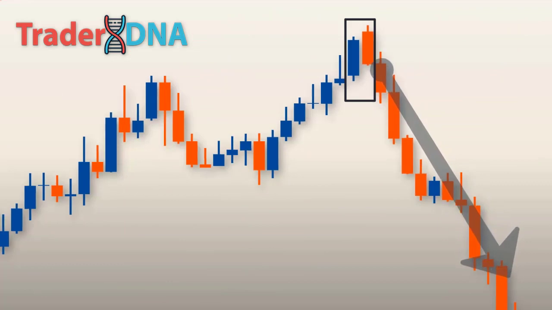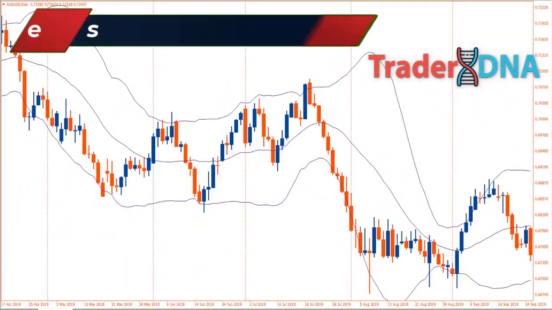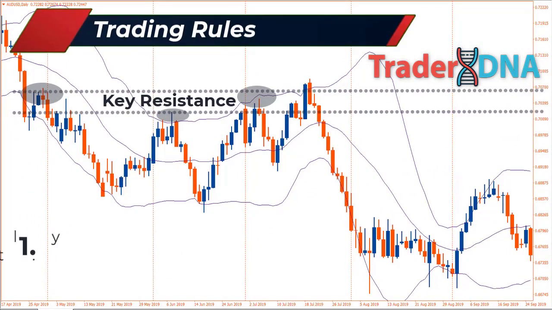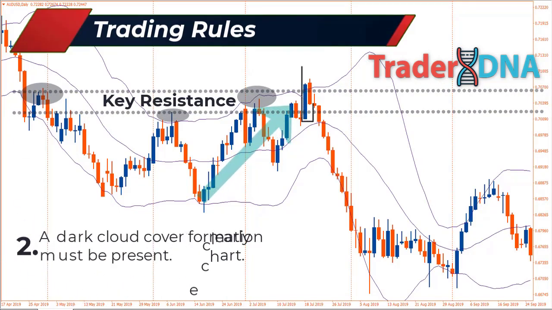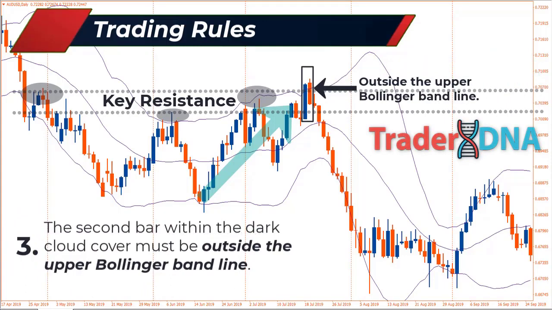So, here are the rules for entering a short position using Bollinger Bands indicator. The recommended time frame for this strategy is the daily chart. First, an uptrend must be clearly present on the price chart. Second, a dark cloud cover formation must be present. Third, the second bar within the dark cloud cover must be outside the upper Bollinger Band line.